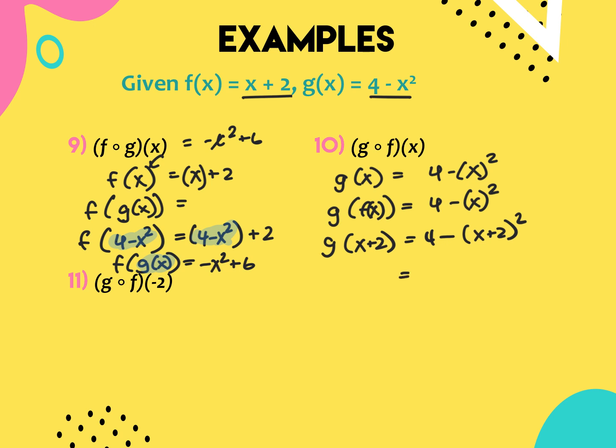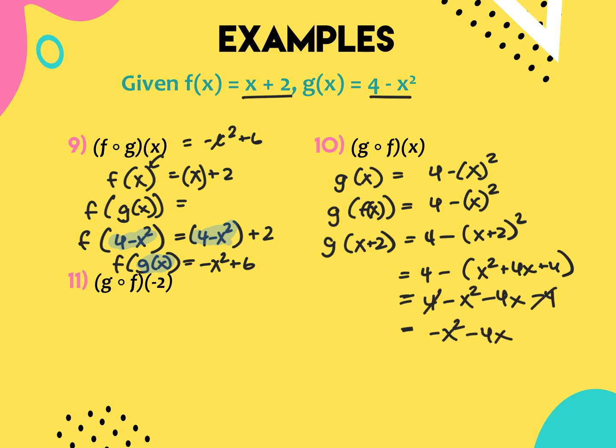And then I come over to here and I do 4 minus, and I know this is x squared plus 4x plus 4. If I'm subtracting the whole thing, I have to distribute that minus. So 4 minus x squared minus 4x minus 4. Combine my like terms, and these cancel. And so I know that g of f of x is equal to this. And that's the answer.